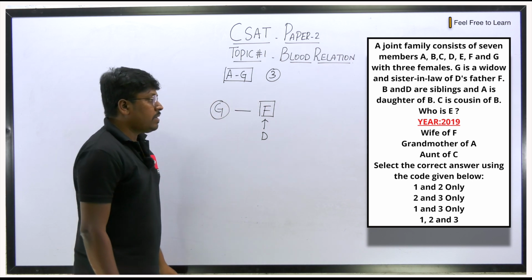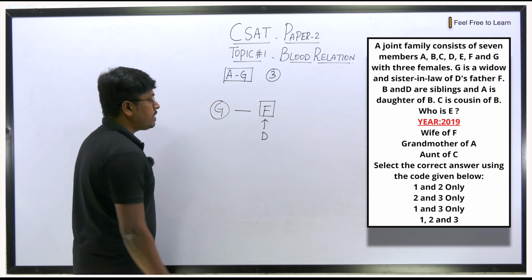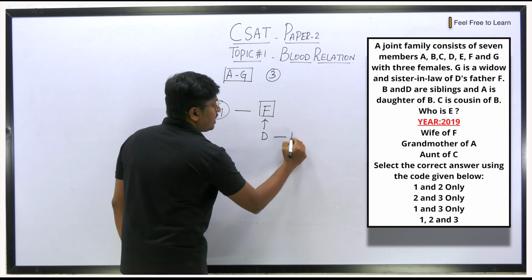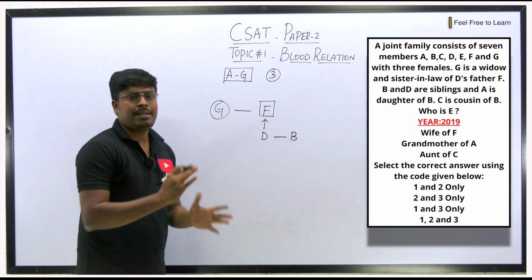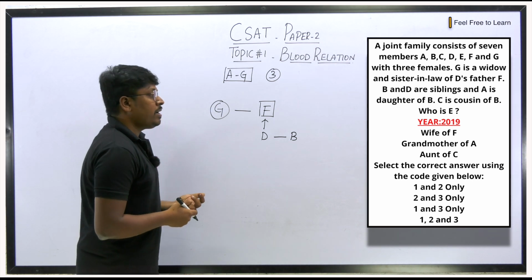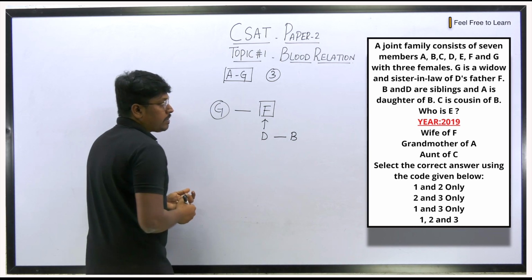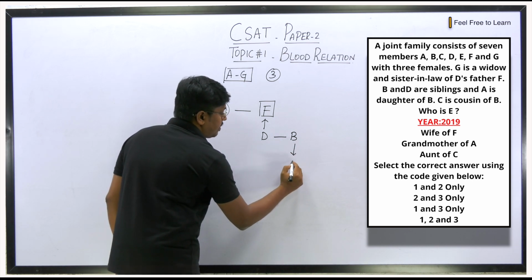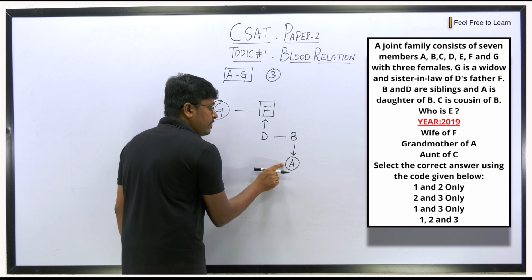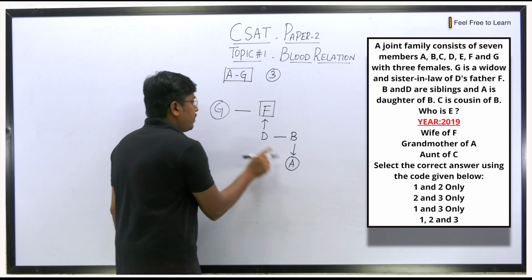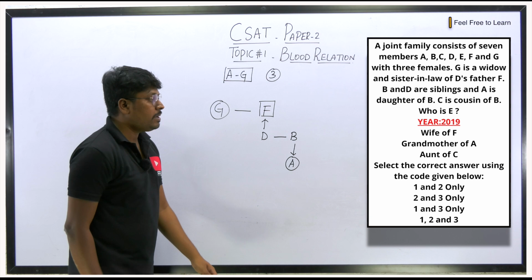Got it? So next, B and D are siblings. We don't know the gender of both the persons, but they are siblings, right? Okay, next point, A is daughter of B. So B's daughter is A, and then we can say that the person A will be a female person. So finally we have found there are 2 female persons in a family, right?